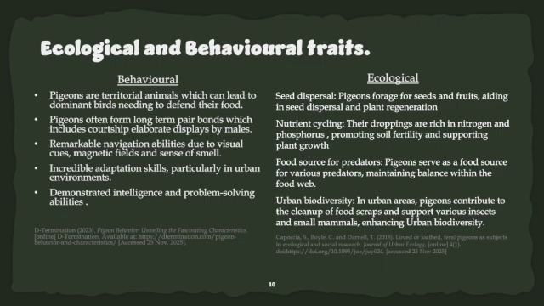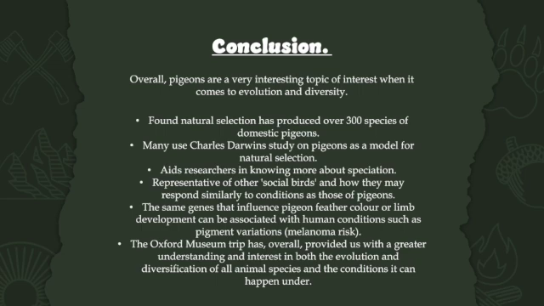They also aid in the nutrient cycle. This is due to their droppings being rich in nitrogen and phosphorus, promoting soil fertility and supporting plant growth. They also act as a food source for predators. This helps to maintain balance within the food web. In urban areas, pigeons contribute to the cleanup of food scraps and help to support various insects and small mammals, enhancing urban biodiversity.